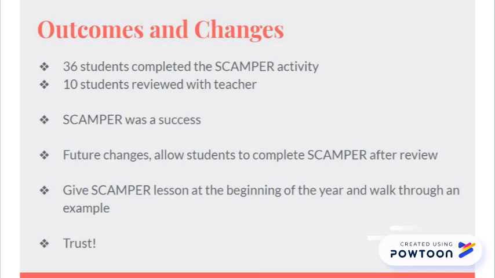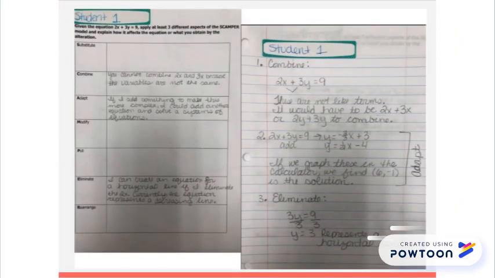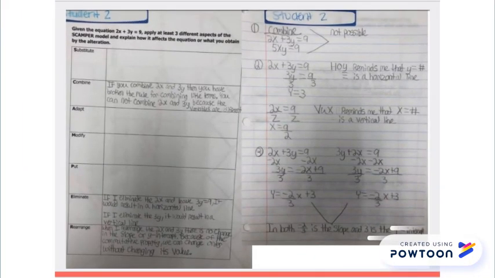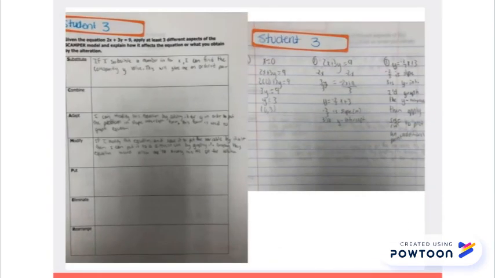What I learned from this is that I just need to trust that my students can do anything because they completely rocked this lesson. Each student was only required to choose 3 aspects from the Scamper model to implement. What stuck out to me from this student was that they chose to rearrange the 2x and 3x and notice that it would not change the equation. And this is a third example of the Scamper model from my class.